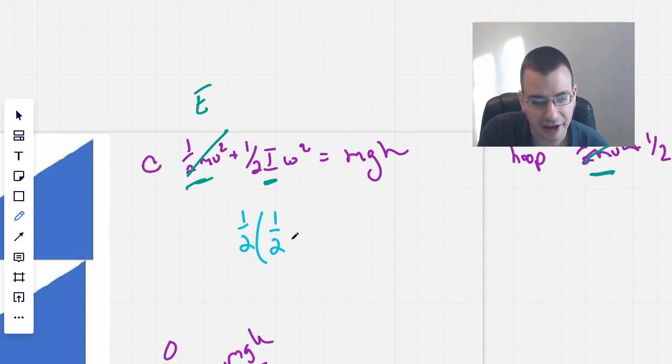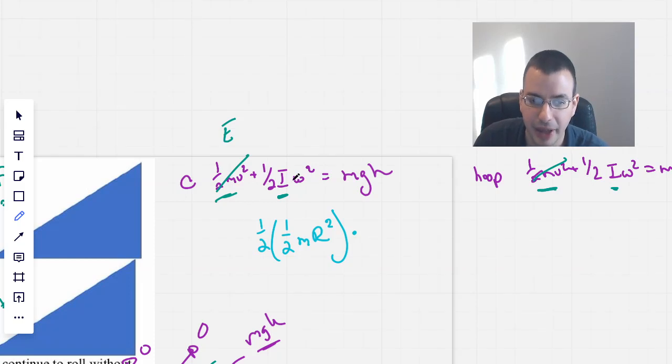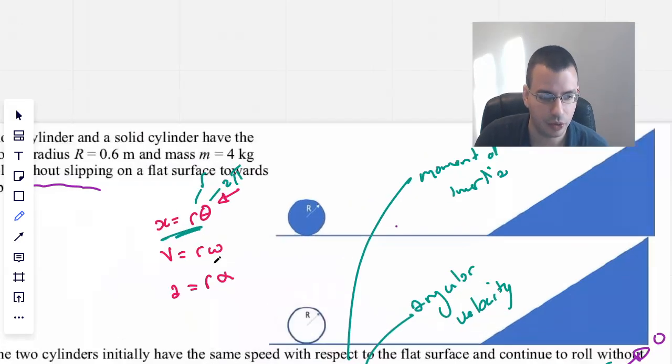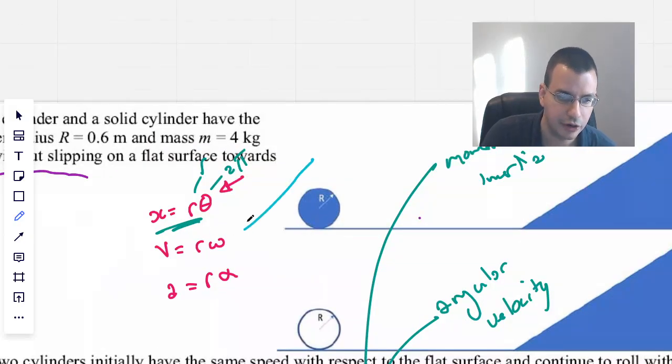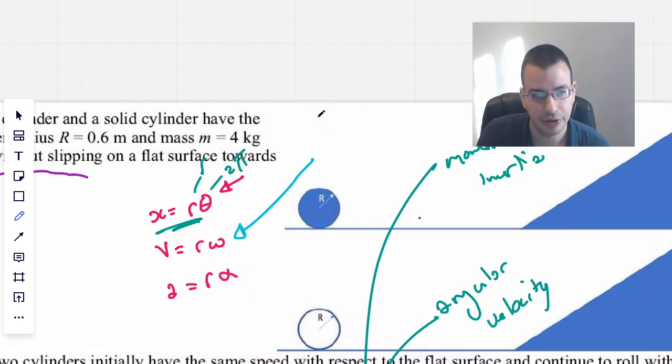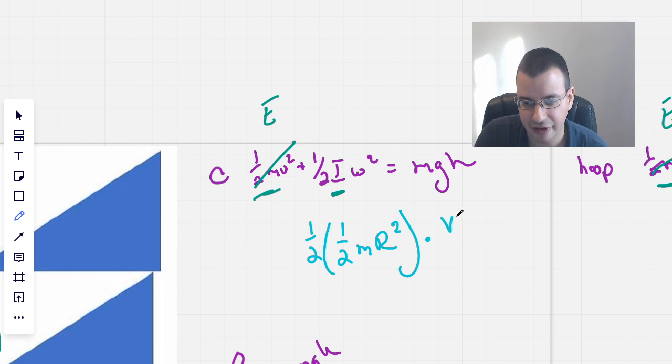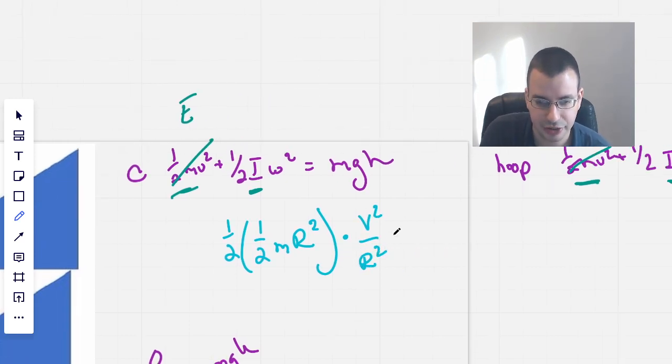This will be 1/2 m big R squared times, and now I'm also going to convert this omega into velocity, just because I feel more comfortable with velocity. If we look back at what we talked about over here, we have V equals R omega. Omega then equals velocity over R. Come back over here. We then have V squared over R squared will equal mgh.